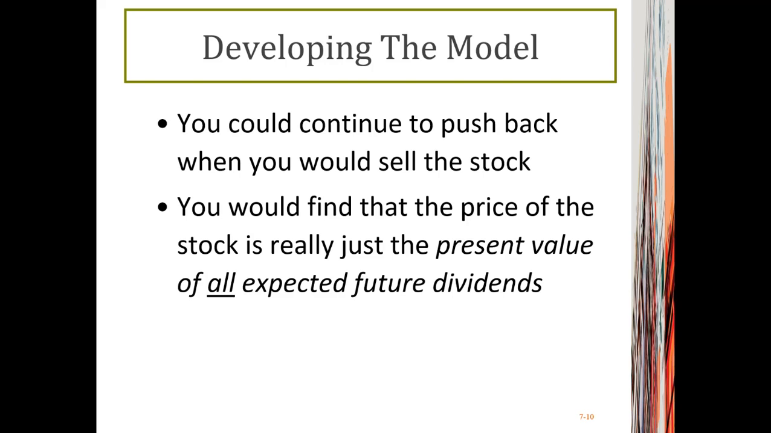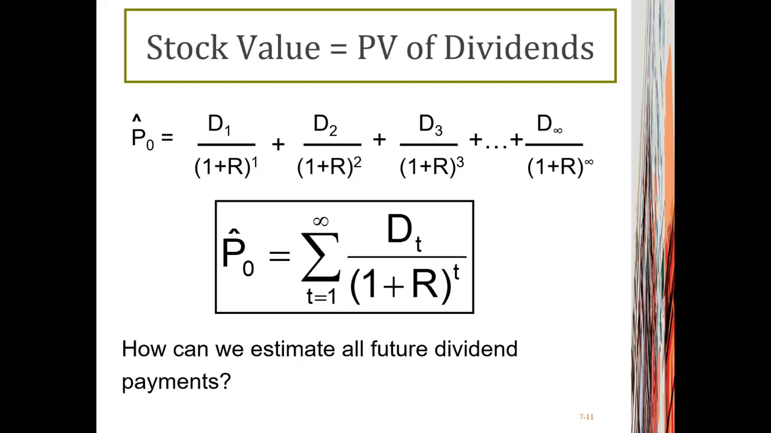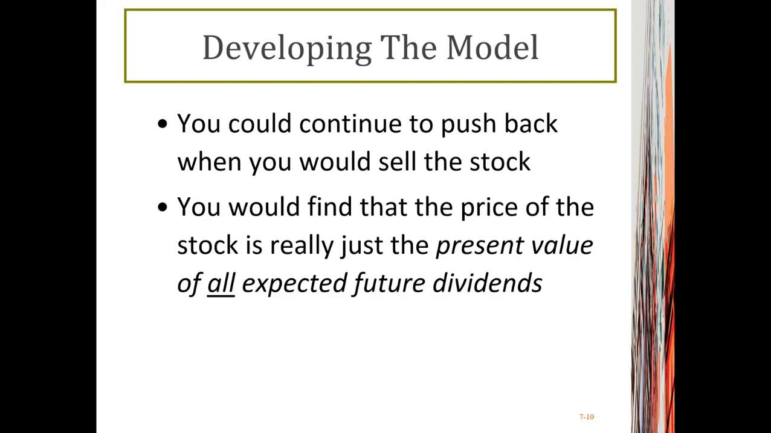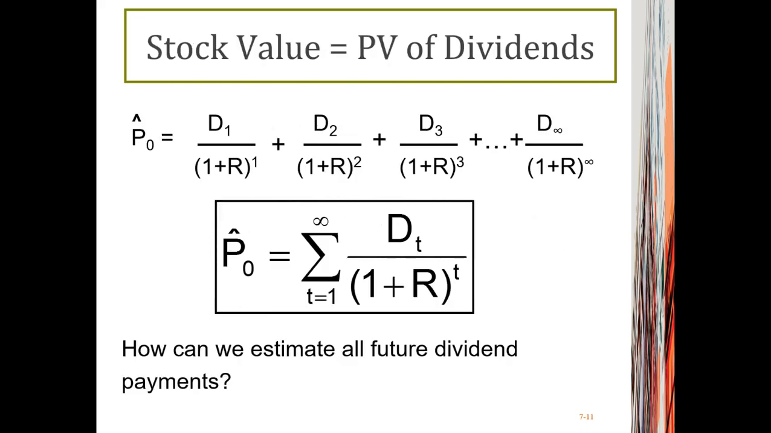Let's say you're going to hold a stock infinitely. Then what will be the stock price based on that? Well, in theory, the stock price P0 hat. P hat means estimated stock price. 0 means at time 0. So the estimated stock price at time 0 should equal the discounted dividends that investors are supposed to receive in the future, right?